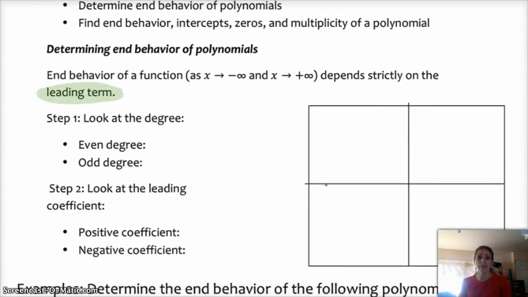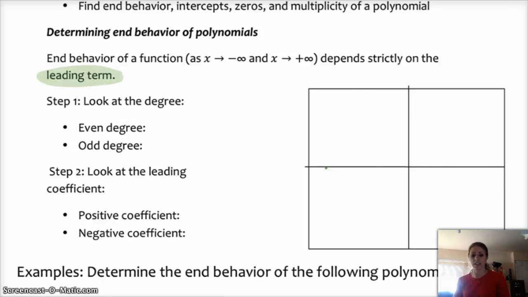So if you have a polynomial and you're looking at the leading term, you want to look at two things. First, look at the degree. Is the degree even or odd? Now, an even degree, like x squared, x to the 4th, x to the 256th, all of those are even degrees. All of those are going to behave similar to x squared in the long run, okay?